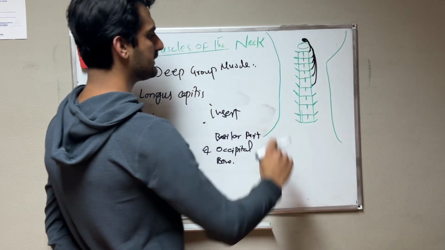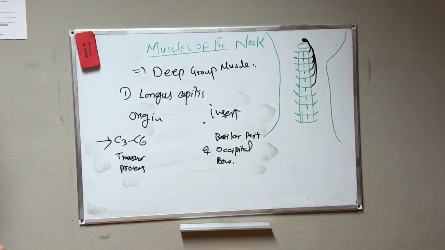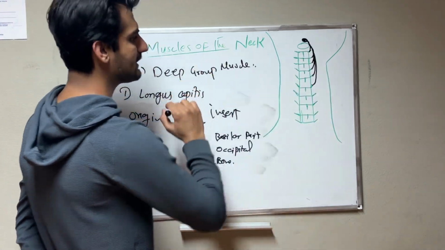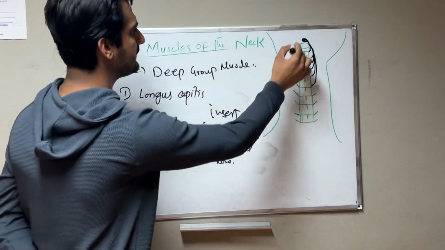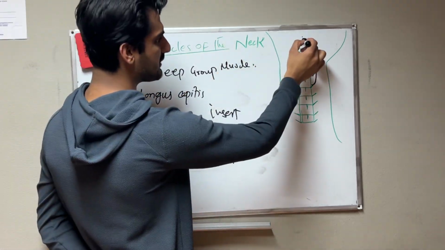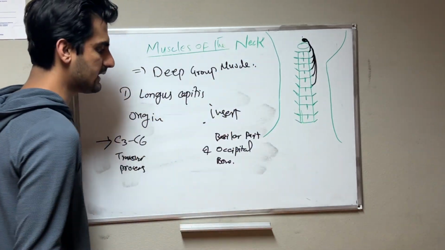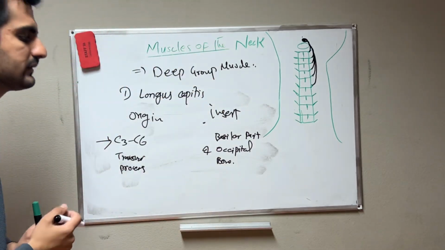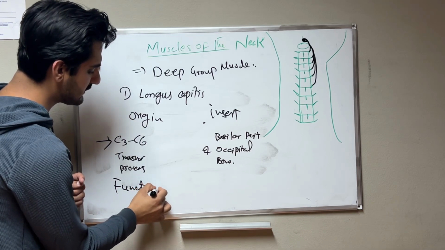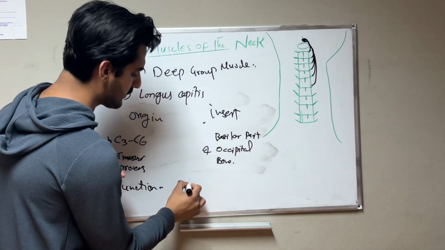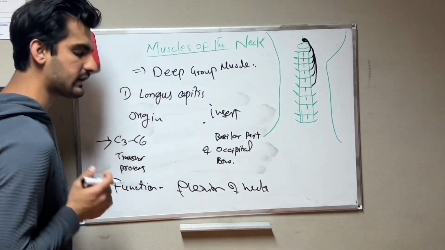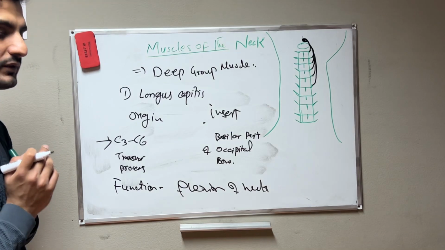These are the muscle, and here is the basilar part where it is inserted. This muscle's name is longus capitis muscle. Origin from C3 to C6 cervical vertebra transverse process, and inserted into the basilar part of the occipital bone, because this is the occipital bone and this is the foramen magnum. These are the origin and insertion of this muscle. The function of this muscle is to help in flexion of the neck.